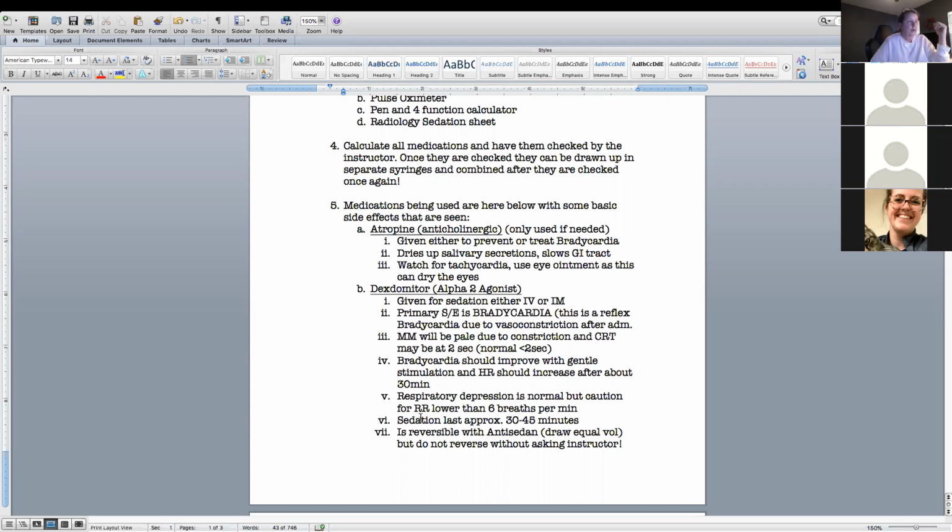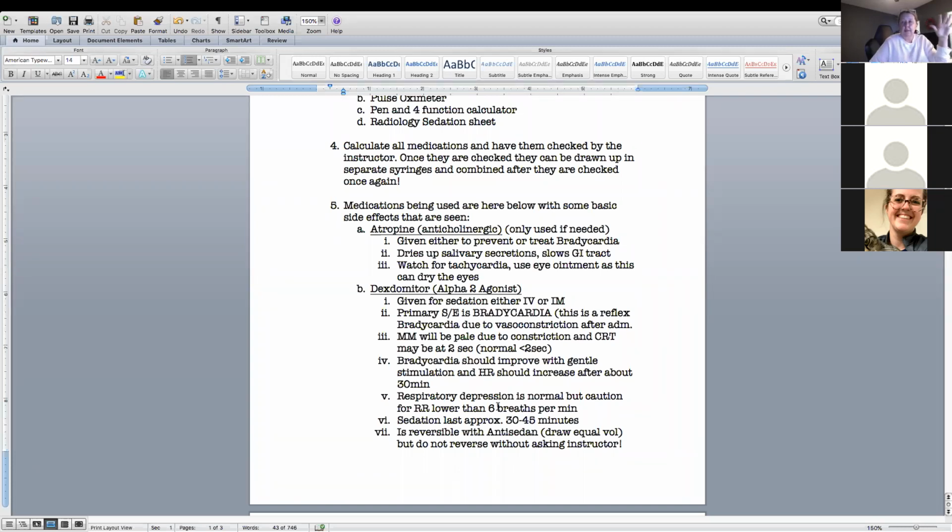I have a note here about the respiratory depression that you see with dexdomitor. They are sedated, they are going to be breathing less. My kind of cutoff is 6 breaths a minute. Now that's pretty low, but I've seen dogs get that low. If they're at 6 breaths, I'm going to watch their color, make sure they're not cyanotic, make sure they're not having a hard time breathing. But they can be that low. So you just want to watch the respiratory rate.